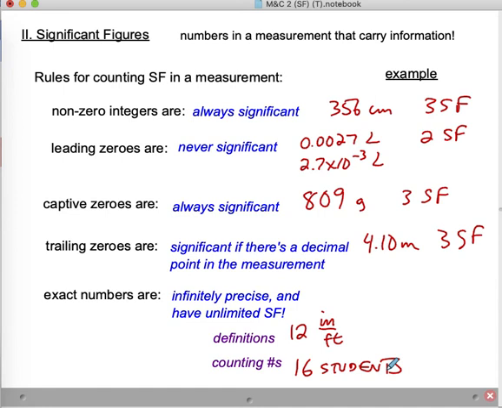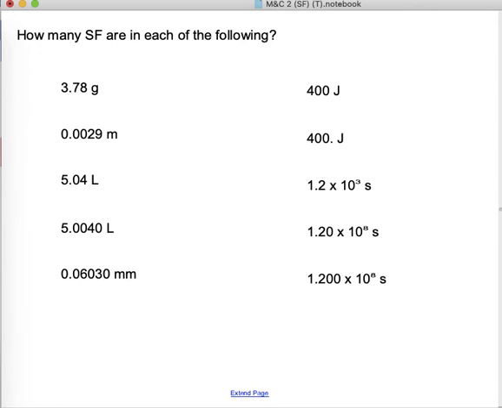So let's do some practice assigning significant figures to measurements. On this page, I have a whole mess of numbers, and we're going to systematically assign the number of sig figs in each. 3.78 grams, each of those numbers is a non-zero integer, so that has 3 sig figs. 0.0029 meters, those are leading zeros. They are not significant, so that measurement only has 2 significant figures. 5.04 liters, that captive zero is significant, so that has 3 significant figures.